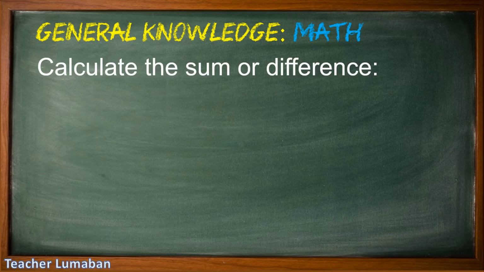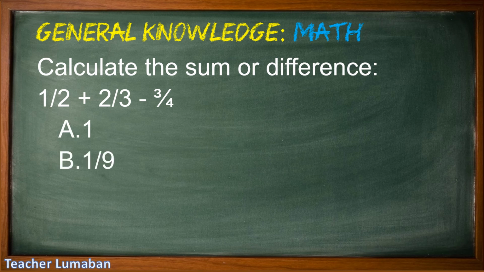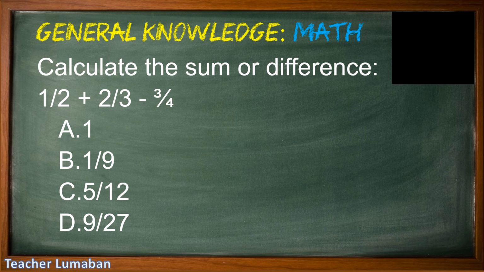Calculate the sum or difference. 1/2 plus 2/3 minus 3/4. Letter A 1. Letter B 1/9. Letter C 5/12. Letter D 9/27. Please determine the suitable answer to the following choices in 5 seconds.